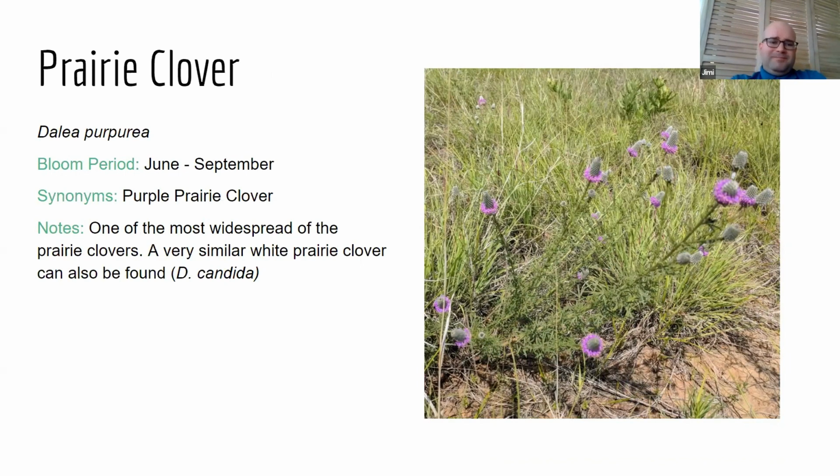Now, Prairie Clover. Here I have Dalea purpurea, the purple prairie clover, but also I've seen the white prairie clover, Dalea candida, also along the roadsides. I just see the purple a little bit more. There are quite a few prairie clovers that I think can be found in Oklahoma and the US. This is one of the most widespread ones.